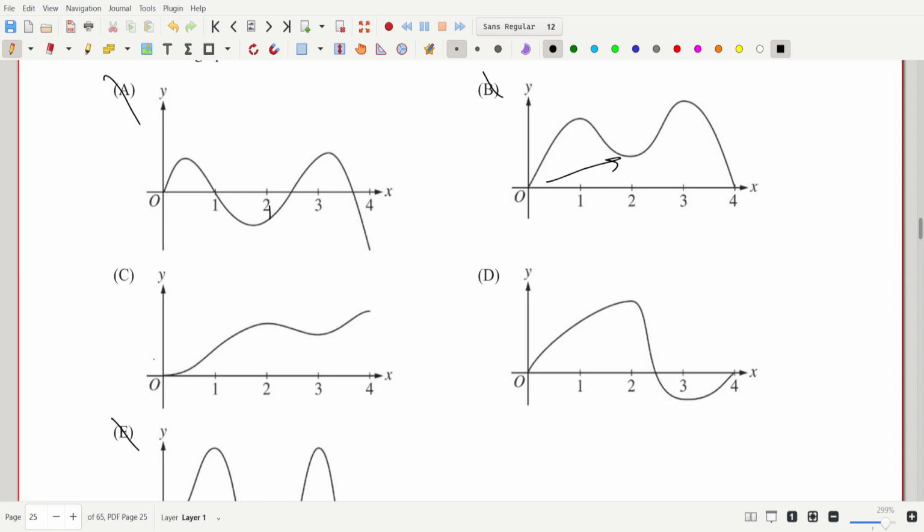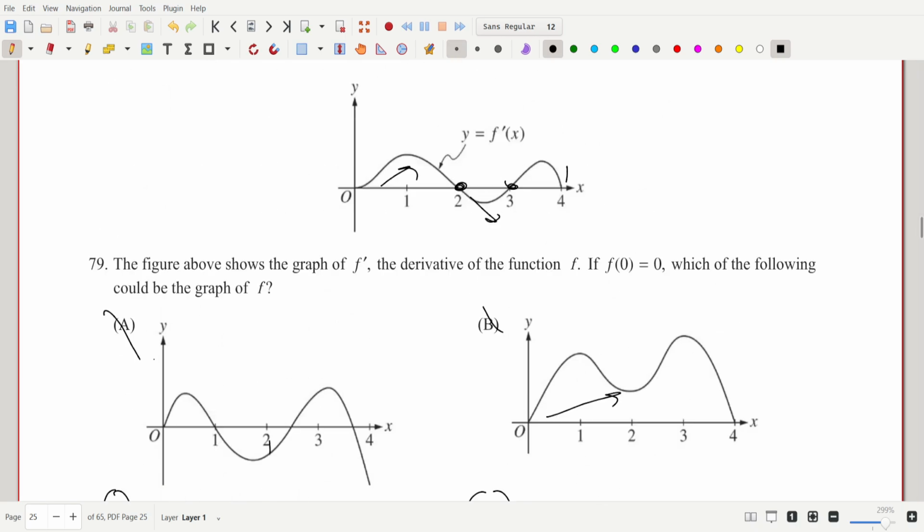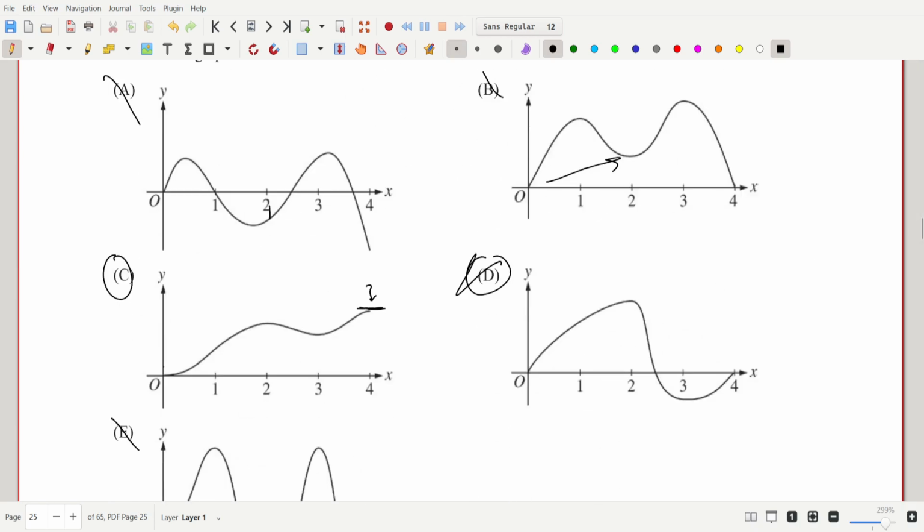What's the difference between C and D that I can notice? It looks like it should be tapering off here at 4. There should be a flat line. But that looks accurate. Yeah, I'm going to go with C. So, not D. C.